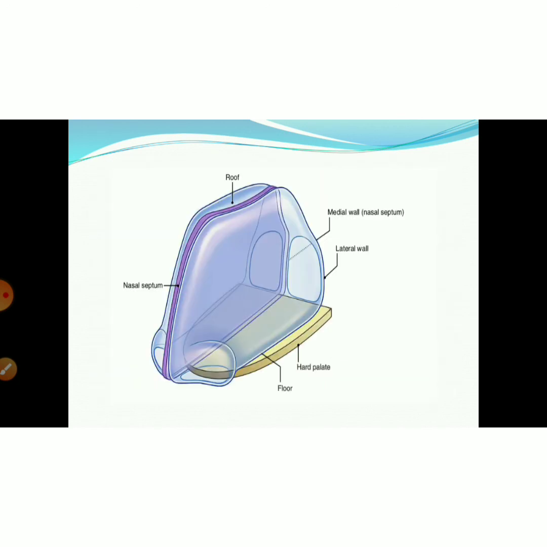Here again it's a 3D depiction of the nasal cavity. In the violet color you can see the nasal septum. So it is dividing the nasal cavity proper into two equal halves. You can see the anterior nares or the nostrils. Posteriorly you can see the choana or the posterior aperture, and you can see that it is lying just above the hard palate.